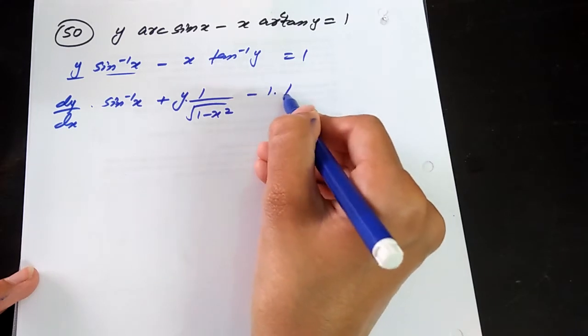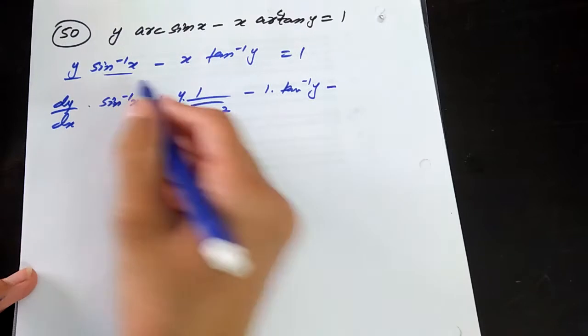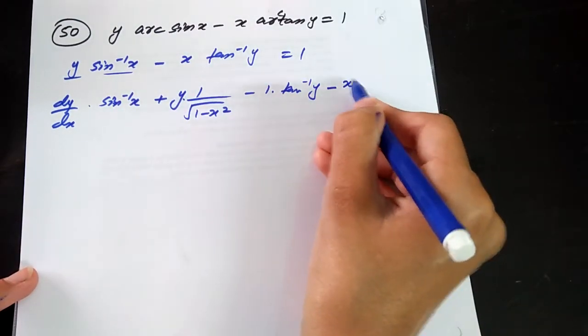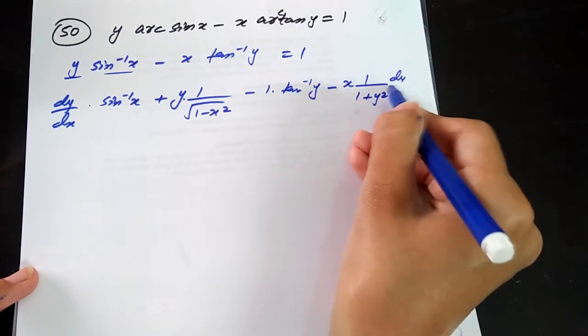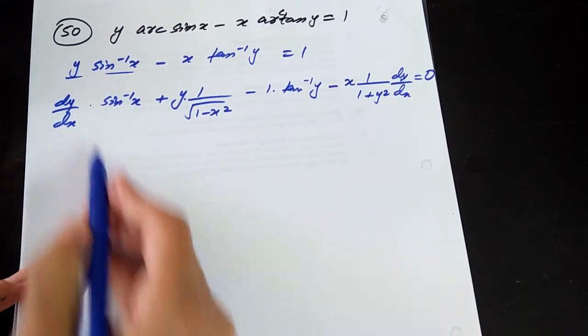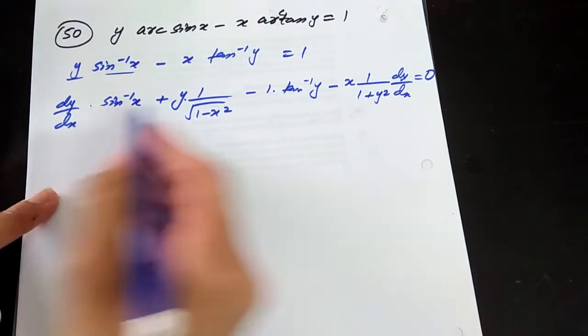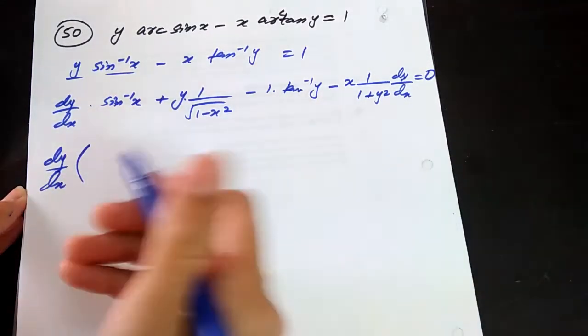It will be 1 into tangent inverse of y, then the minus sign, the same minus sign, and x will be as it is, and the derivative of tangent inverse of y is 1 over (1 plus y square) dy by dx equals to 0. Now combine the terms for the dy by dx, take the dy by dx common from those terms and move the other terms on the right side.